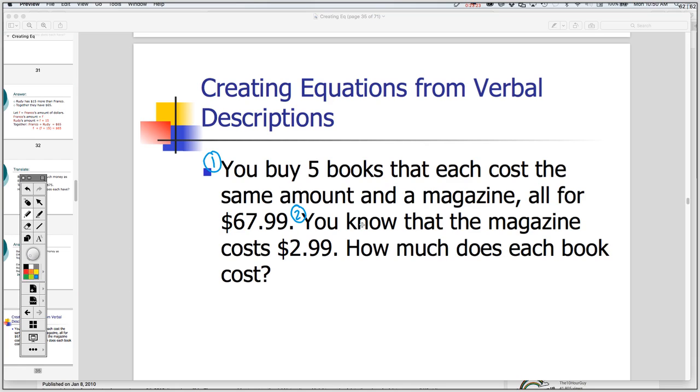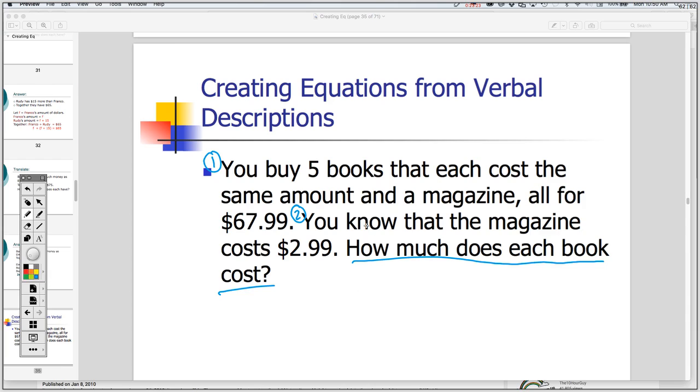You buy 5 books that each cost the same amount and a magazine, all for $67.99. We know that we're trying to find out how much each book costs. So that's our variable that we're trying to make. What do you want to use for books? What variable? B. So you buy 5 books, so we're going to say 5b. And they each cost the same amount and a magazine. What do you want to use for magazine?